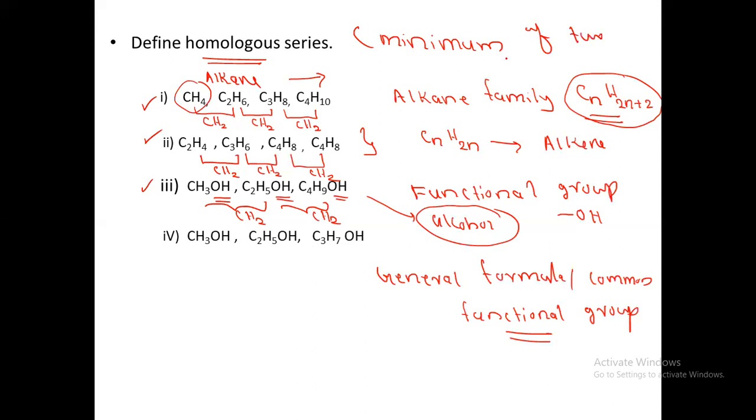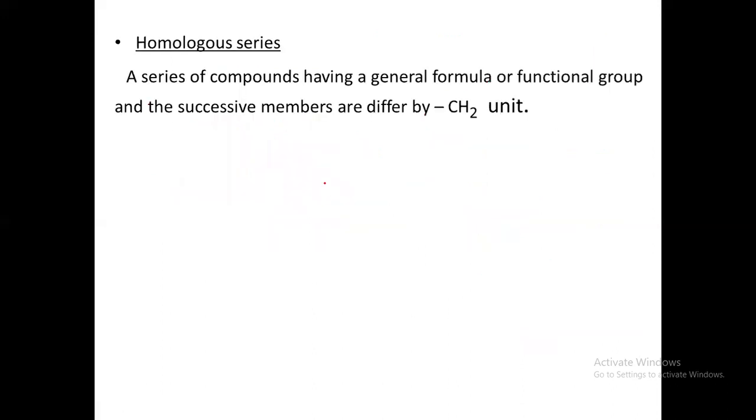So how do you define a homologous series? It's a series containing 2 or more compounds, having a general formula or a functional group. For 1 mark, you can write this definition: a series of compounds. Homologous series means it's not one compound, right? There is a number of compounds present. It should be more than one, 2 or more compounds.